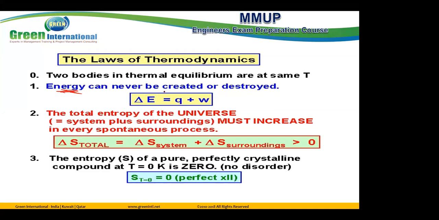So we represent this definition in this equation: change of internal energy equals Q plus work. Q is heat, W is work. So delta E equals Q plus W, which is heat plus work. This is the first law of thermodynamics. Easy. And you will see some questions related to this one, numerical and theoretical. Clear?